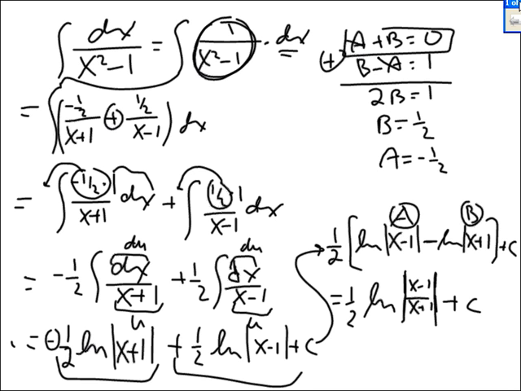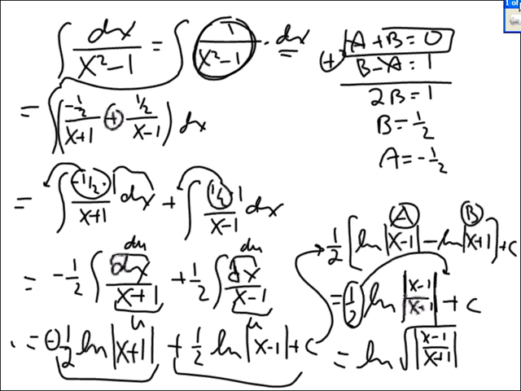Now, if you want, you can leave it like that, or you can bring this up. And you get ln of the square root of the absolute value, because 1/2 as a power means square root. So I will put or here. You can either leave this as your answer or the line below.